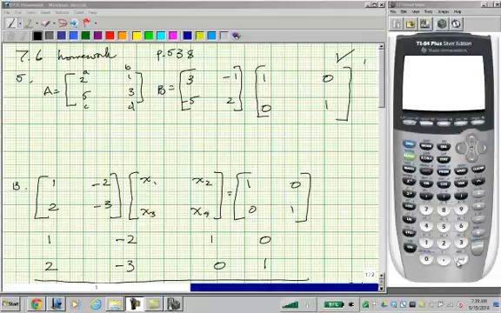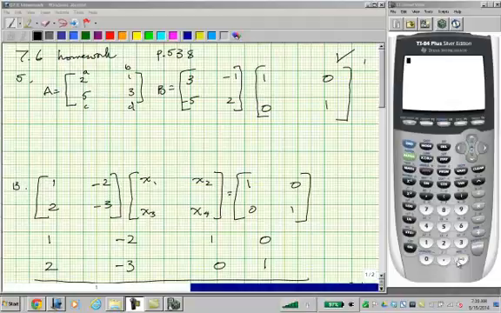Okay. Number 5, you got to show that A and B are inverses of each other. Now, if B is the inverse of A, then the product of A and B should equal the identity matrix, which is 1, 0, 0, 1.